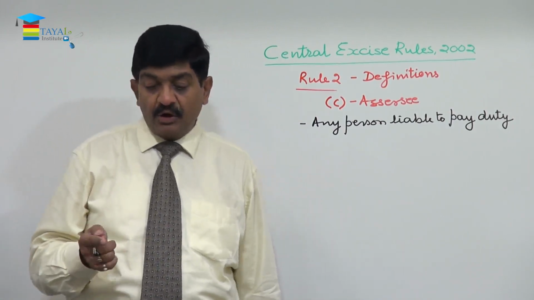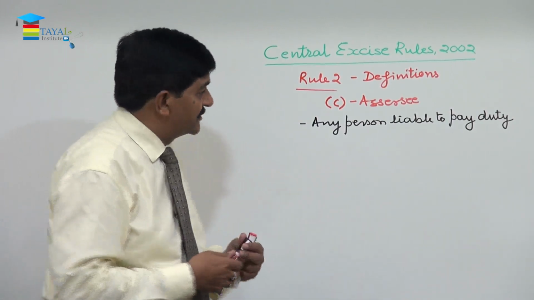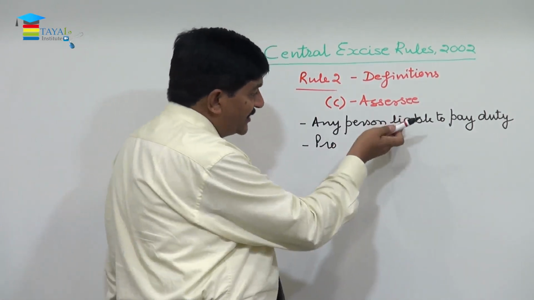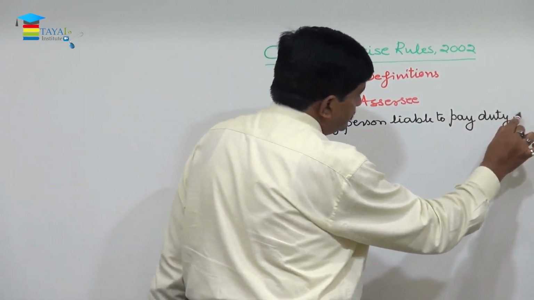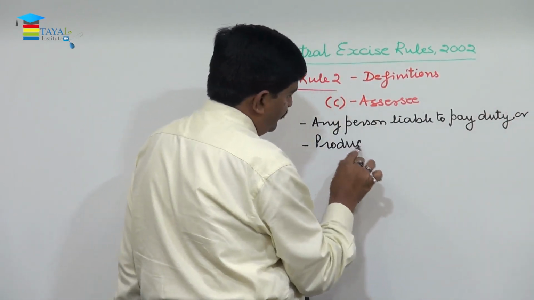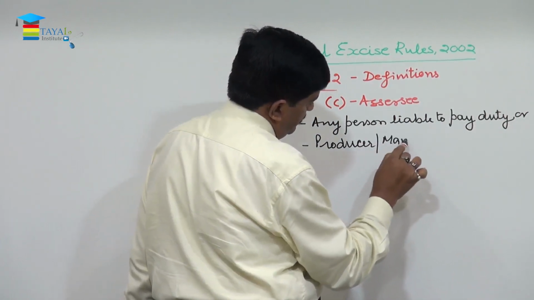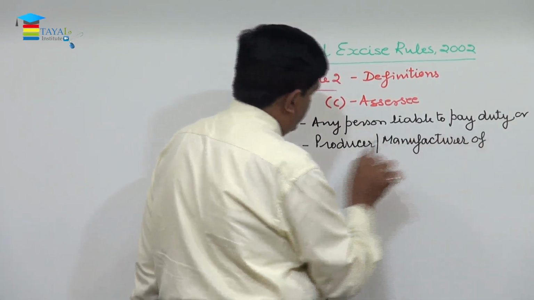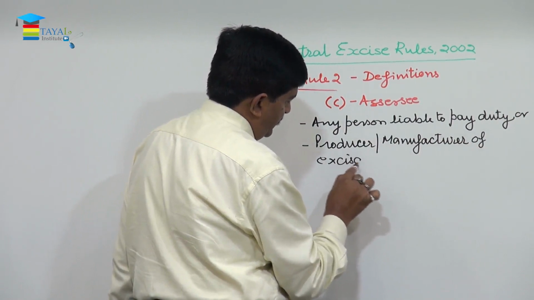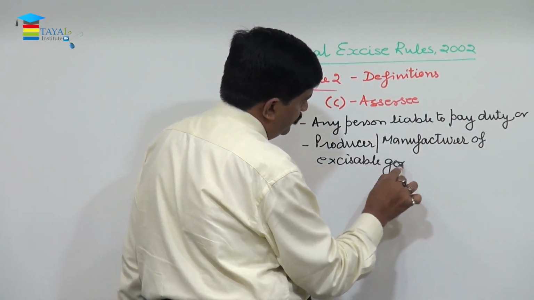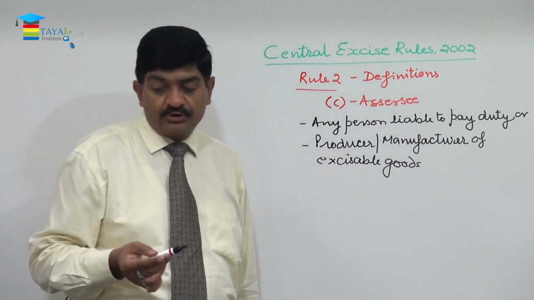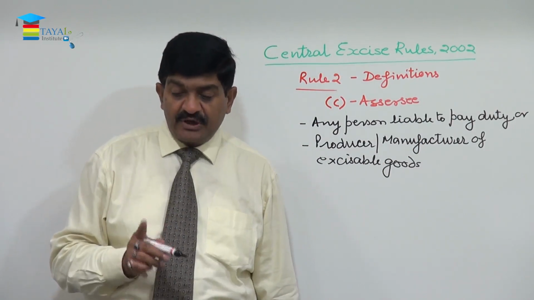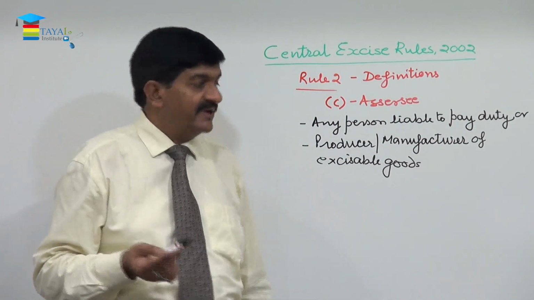Now go further. Or a producer or manufacturer of the excisable goods. This is saying or, right? So either here or here. Or producer or manufacturer of excisable goods. Then the third part is also there, and the third part says a registered person of a private warehouse in which excisable goods are stored and includes an authorized agent thereof.